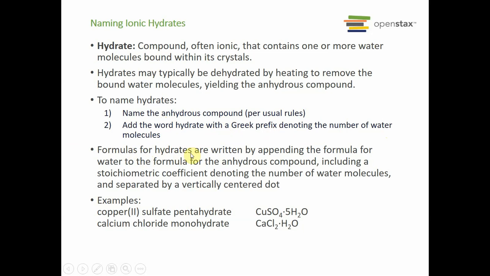So the formulas for hydrates are written by appending the formula for the water to the formula for the anhydrous compound, including a stoichiometric coefficient denoting the number of water molecules separated by a vertical centered dot. For example, copper(II) sulfate pentahydrate. It means it's got 5 water molecules. CuSO4·5H2O. Calcium chloride monohydrate, CaCl2·H2O.